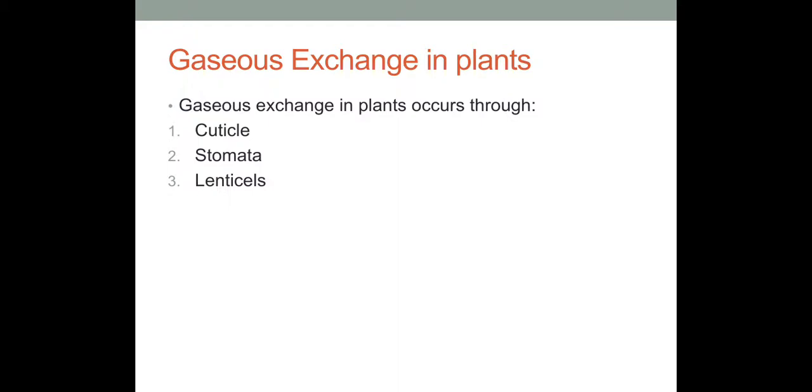Now coming toward gaseous exchange in plants. Plants are also living organisms. They also need energy. They also do respiration and photosynthesis. So they also need to exchange gases with their environment for these two processes. But plants do not have any specialized respiratory system as animals do. They do not have lungs. They do not have a respiratory system. So they do gaseous exchange with the help of cuticle, stomata, and lenticels.